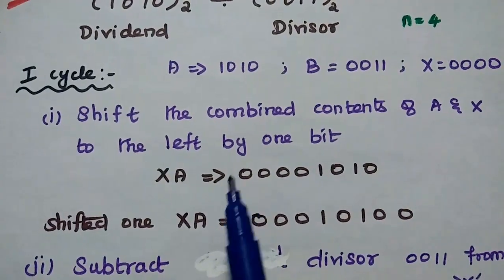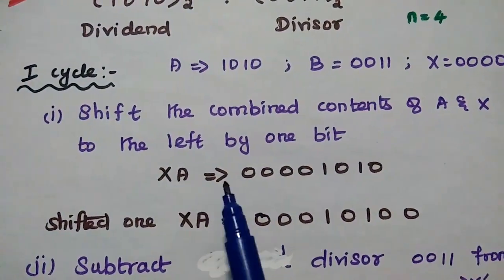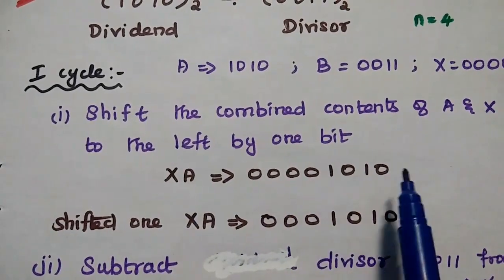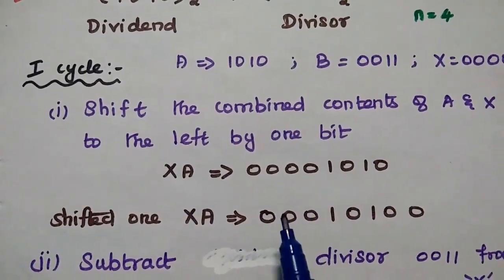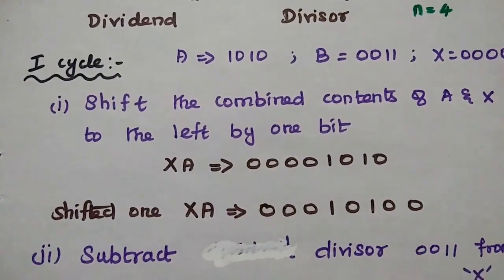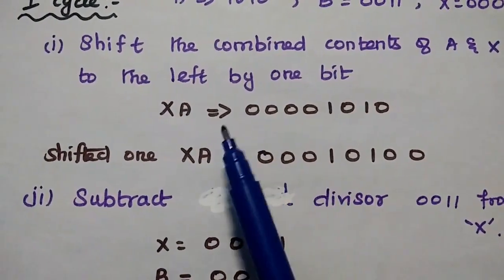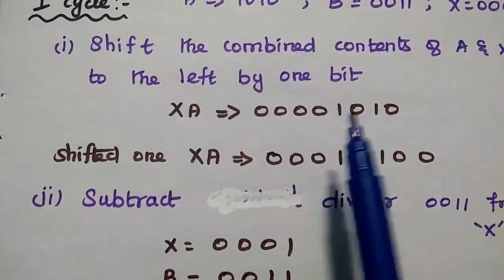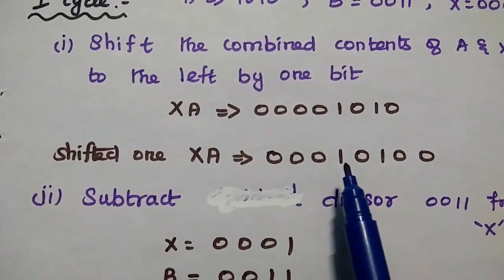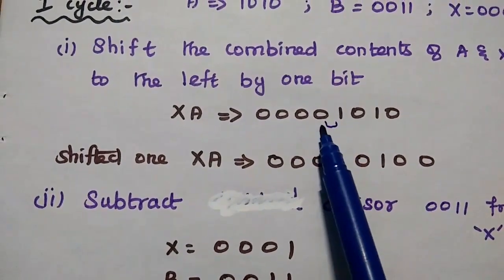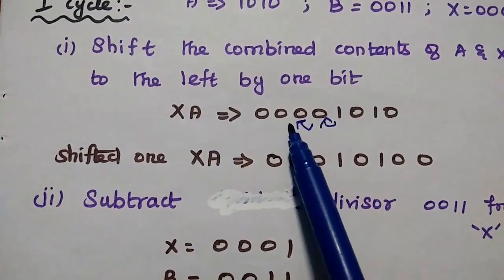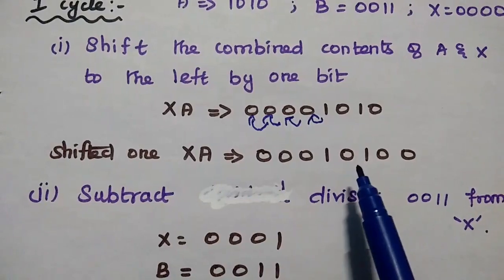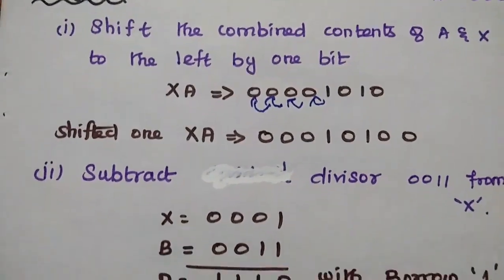In the first cycle, we are going to combine the X and A registers together like this. X means 0000, A means 1010. Then we shift this XA by 1 bit to the left. Shifting to the left, we get 000, and this 0 goes to the first place. So 0001, this one moves here. This is how we can move. Correct? So here we get 0001, 0, 1, 0 and 0 here.